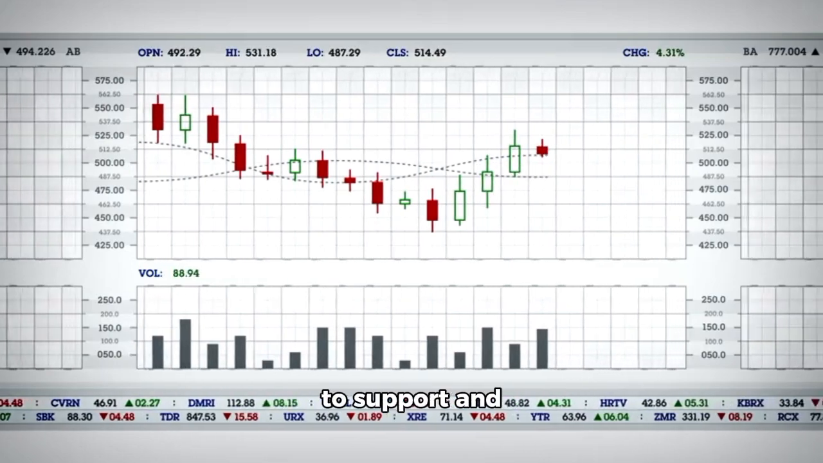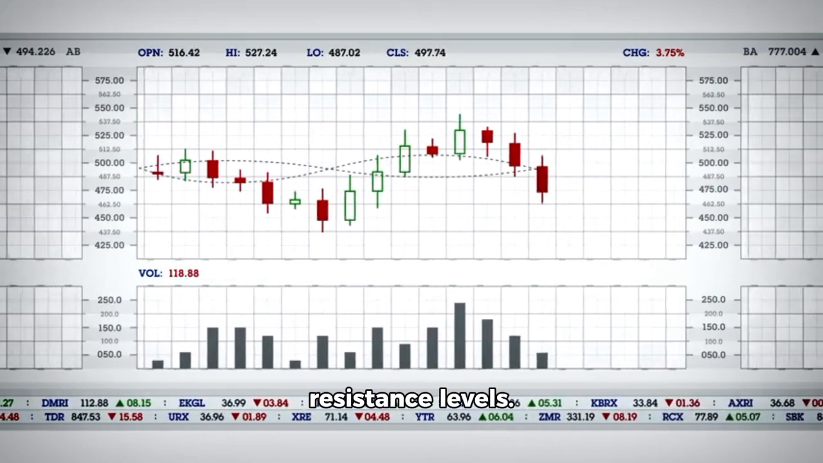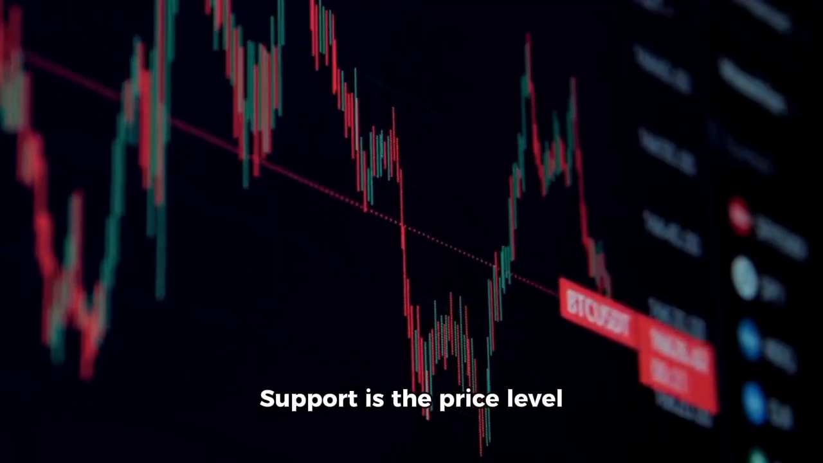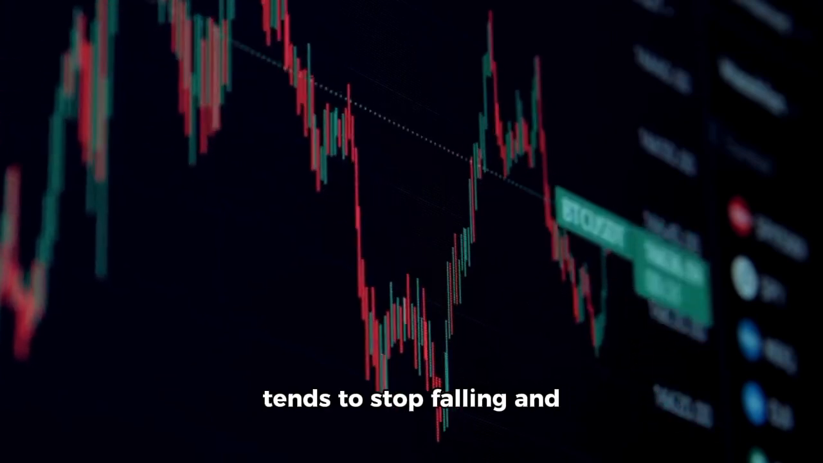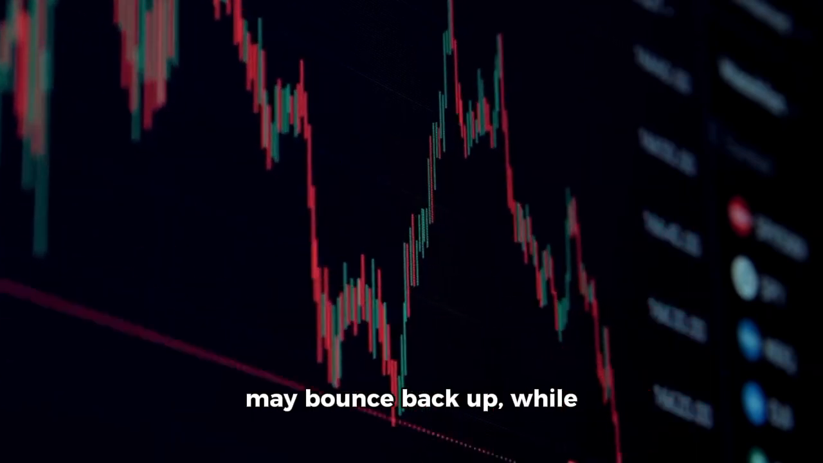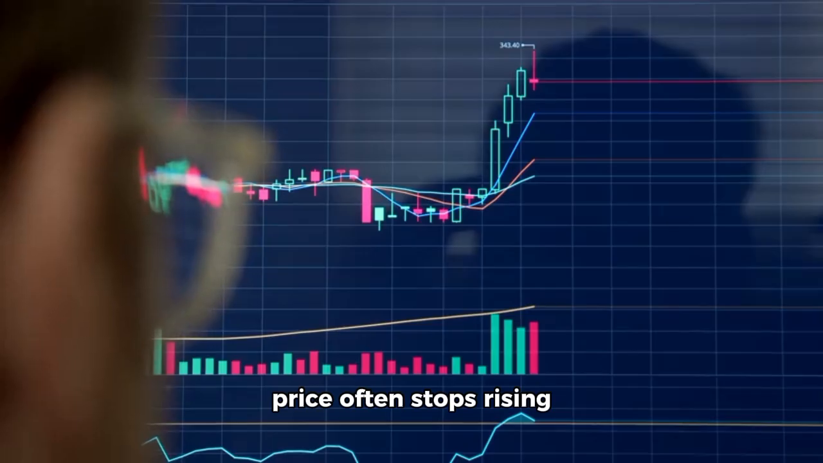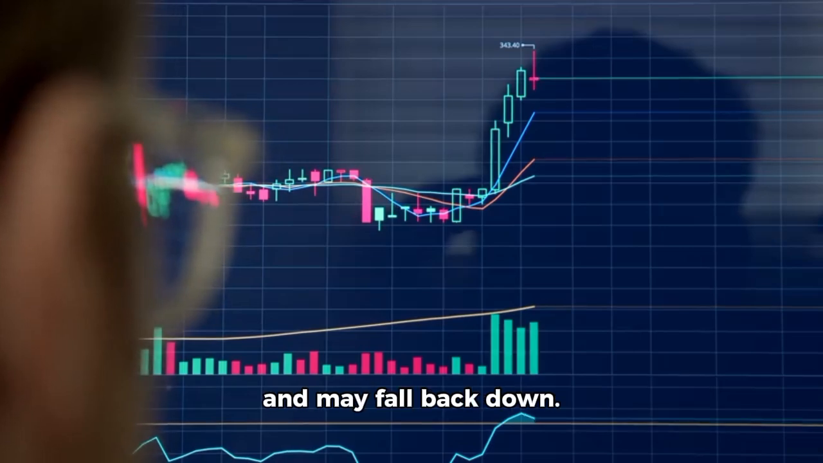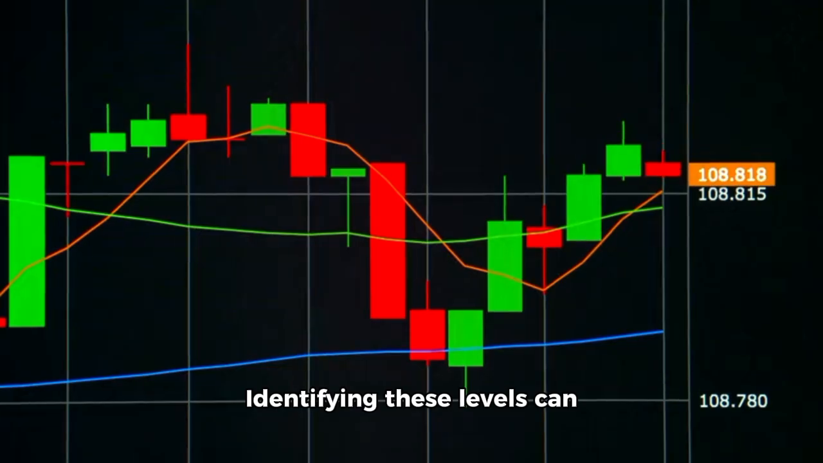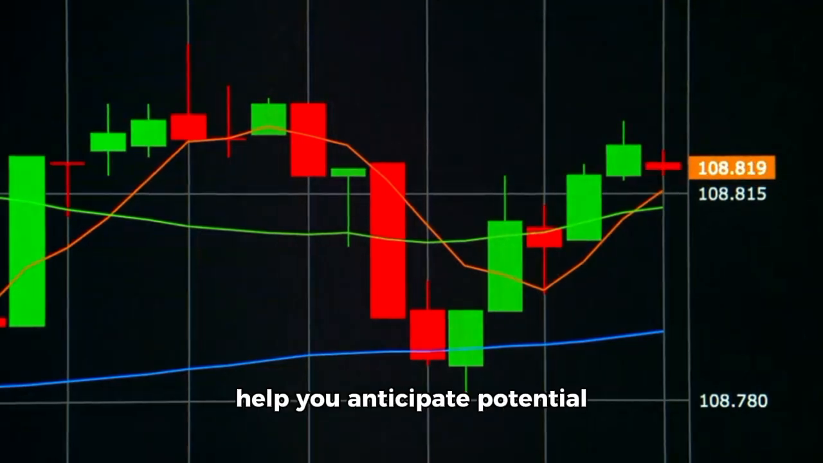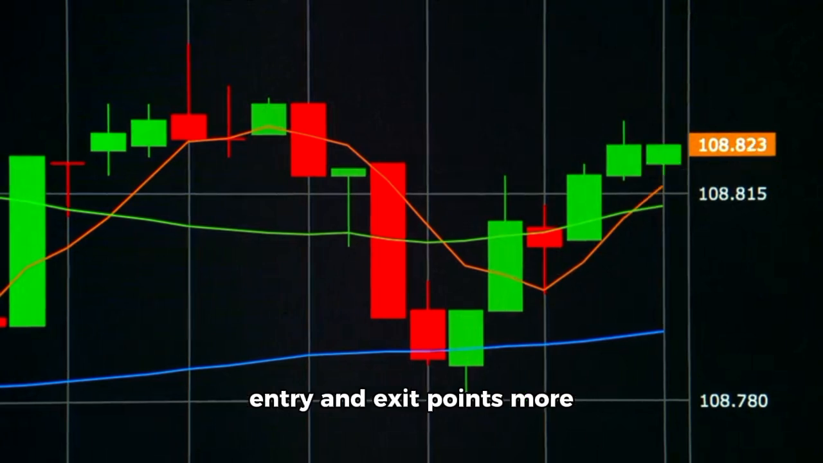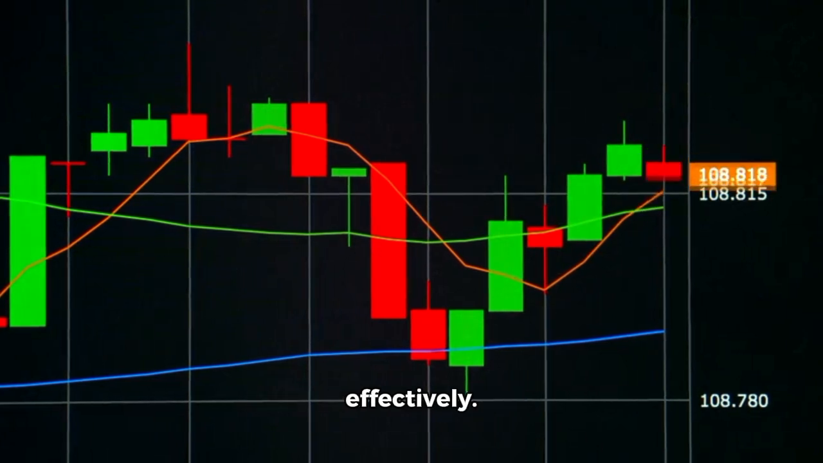Next, pay attention to support and resistance levels. Support is the price level where a cryptocurrency tends to stop falling and may bounce back up, while resistance is where the price often stops rising and may fall back down. Identifying these levels can help you anticipate potential price movements and set your entry and exit points more effectively.